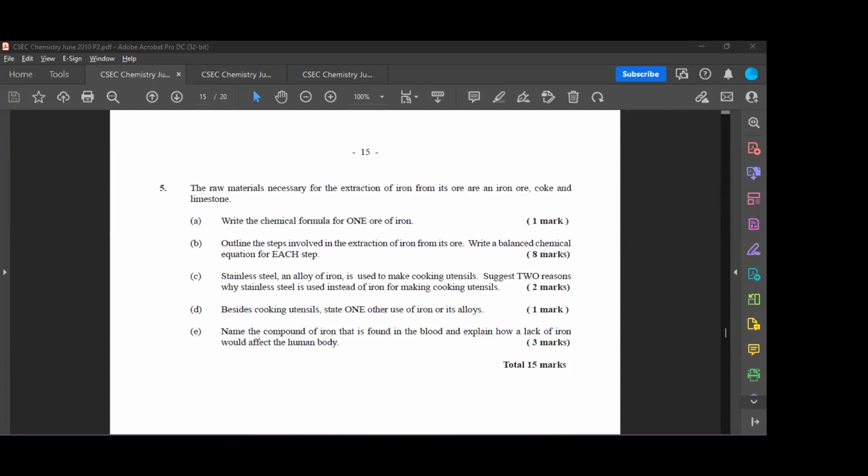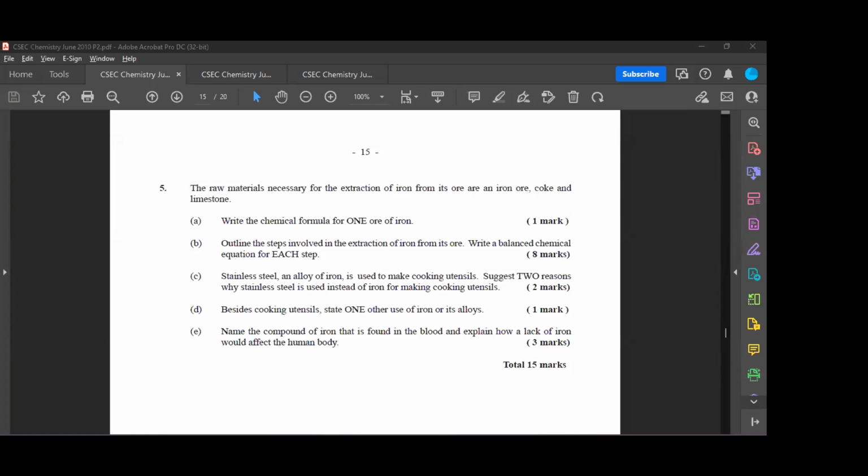All right, we can move to C, which says: why is stainless steel used more than the iron itself? Can anybody suggest why stainless steel is used rather than the metal itself? Because the metal rusts quicker than the stainless steel. So stainless steel tends to be rust resistant.